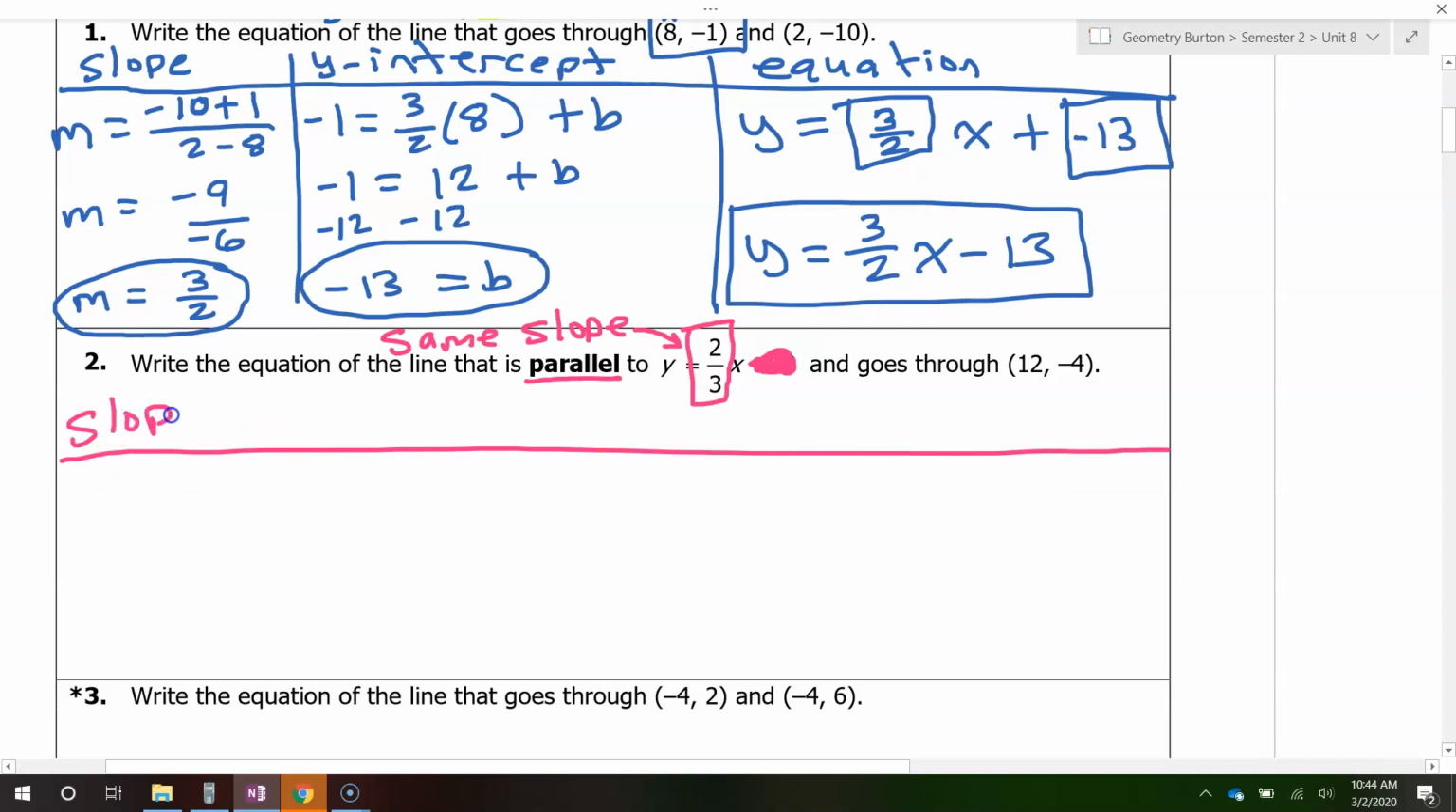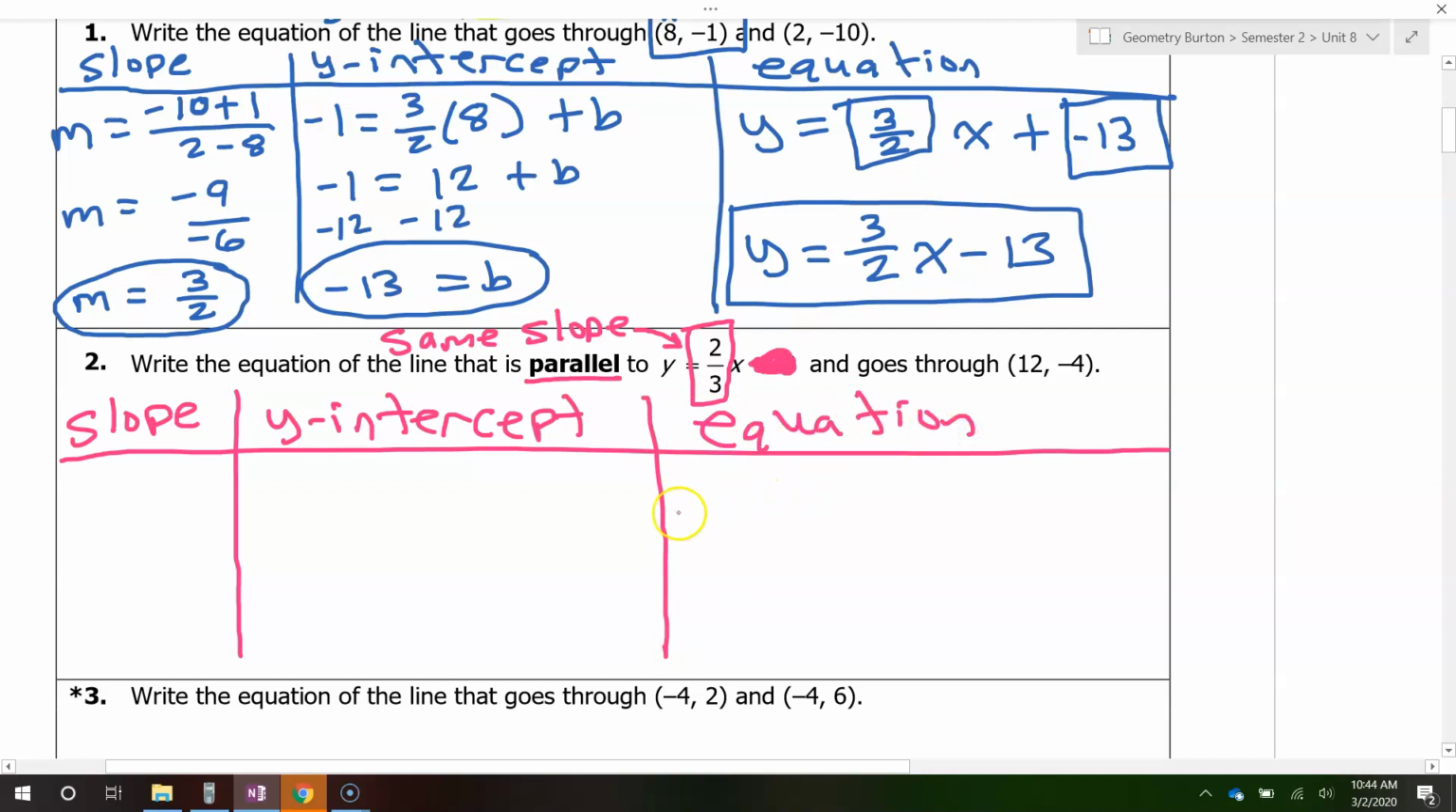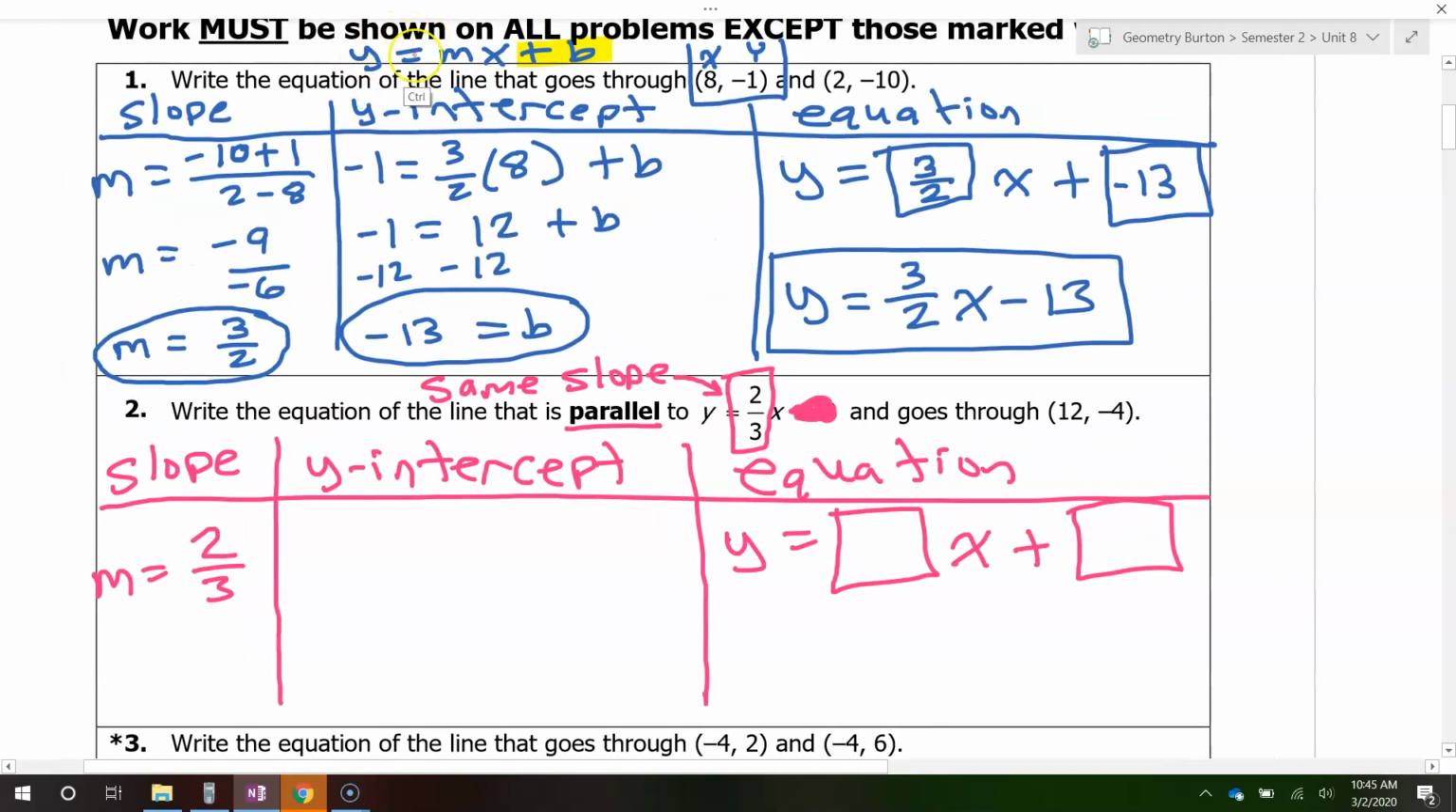So I'm going to do the slope, and then I'll do the y-intercept, and then I will write the equation. And my equation will be like y equals something x plus something. All right, so as I already explained, parallel lines have the same slope, so the slope will be 2 over 3. To find the y-intercept, I'm using the idea that y equals mx plus b, just like before. Remember the y equals mx plus b.